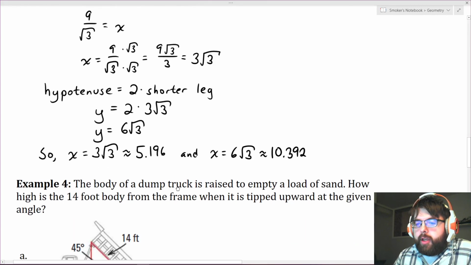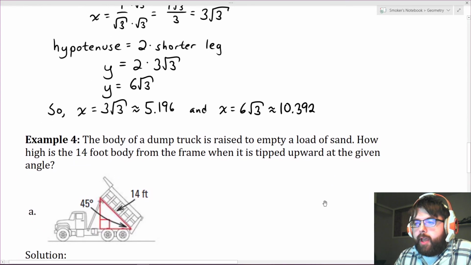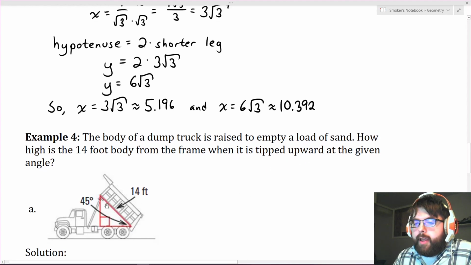The body of a dump truck. Okay, there's a picture to go along with this. The body of a dump truck is raised to empty a load of sand. How high is the 14-foot body from the frame when it is tipped upward at the given angle? And in this image, it's tipped upward at a 45-degree angle.